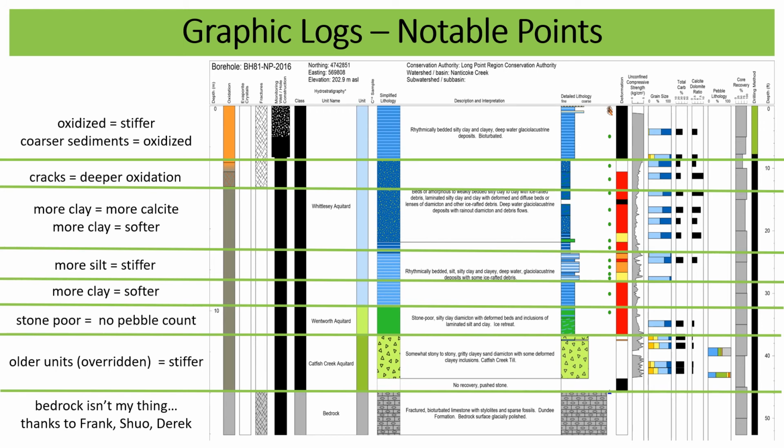Putting the data sets together, a number of trends begin to emerge. First, coarser sediments like sand and silt tend to be oxidized more deeply than clay. We also found that oxidized sediments were stiffer. Clayey deposits tended to be softer, and the calcite to dolomite ratios were higher. Silty intervals caused a noticeable increase in stiffness, and there was also a marked increase with older deposits.